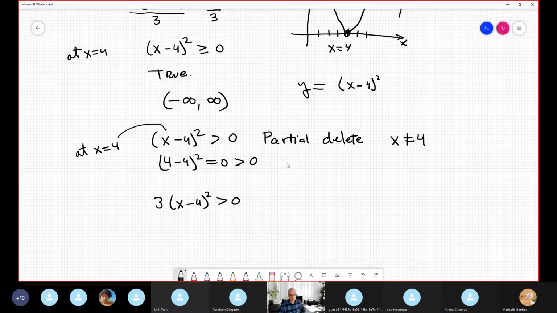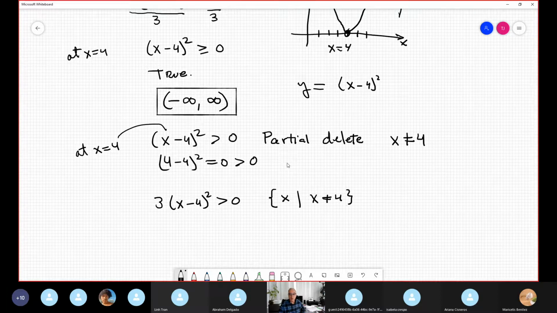Well, the solution of this is all real numbers, exactly like that, except 4, because at 4 it is 0. So the solution in set-builder notation is x such that x is not 4, or equivalently, in interval notation, from negative infinity to 4, parenthesis, not including 4, union 4 to infinity.